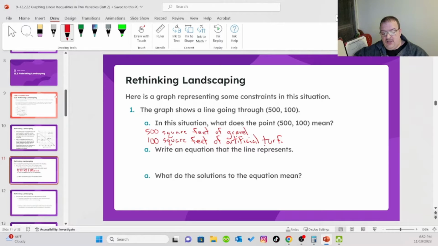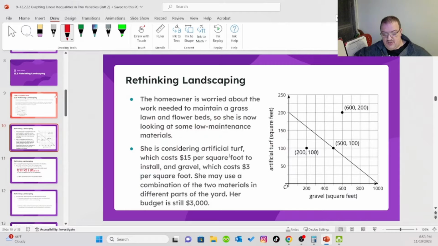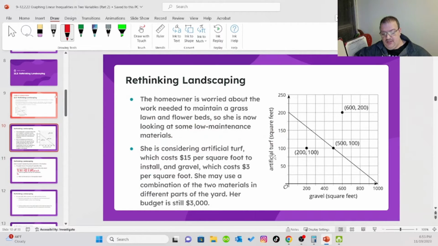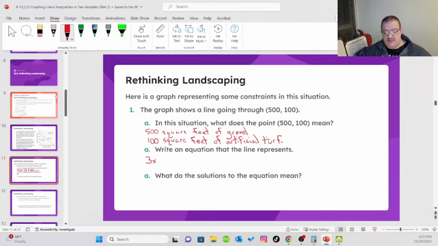They want us to write an equation that the line represents. So they told us gravel is $3 per square foot, and gravel is on our x-axis. So we would write 3x. This gives us the total cost of the gravel. They told us artificial turf costs $15 per square foot, and that is on our y-axis. So that would be 15y. And that gives us the total cost of artificial turf.